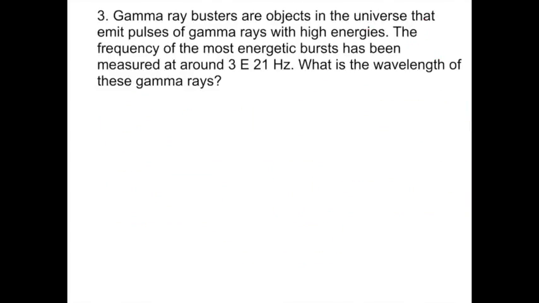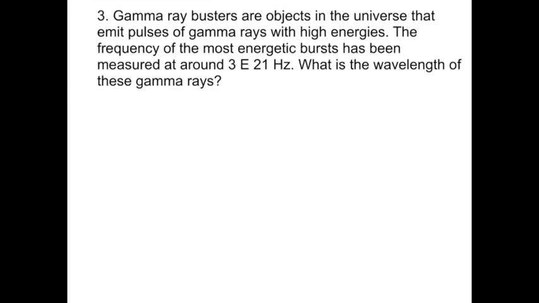Number 3. Gamma ray busters are objects in the universe that emit pulses of gamma rays with high energies. The frequency of the most energetic bursts has been measured at around 3 times 10 to the 21st hertz. What is the wavelength of these gamma rays?